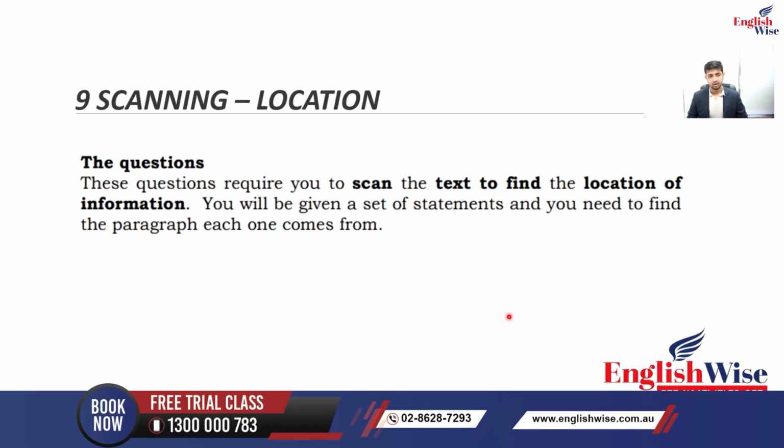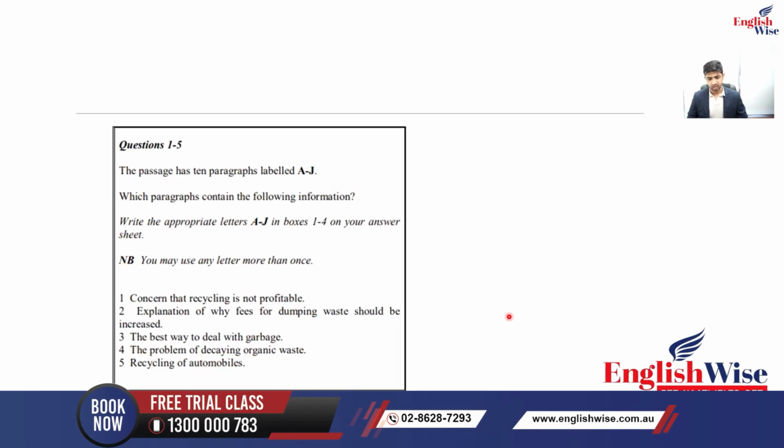Finally, you have the scanning for location information question. In this question, you're given a list of information and you need to figure out where it is present in the given passages. The question may look something like this. You have to figure out which passage has the piece of information given to you in the question. For this, you need to underline the keywords given in the questions. Go to your passages and figure out the keywords in the passage.